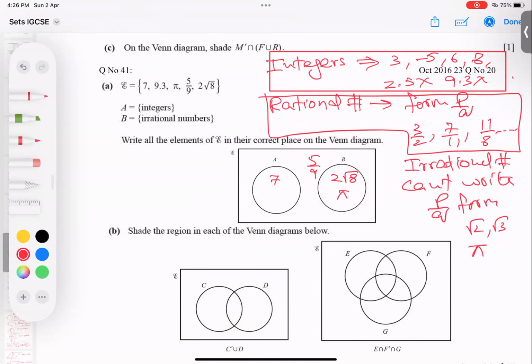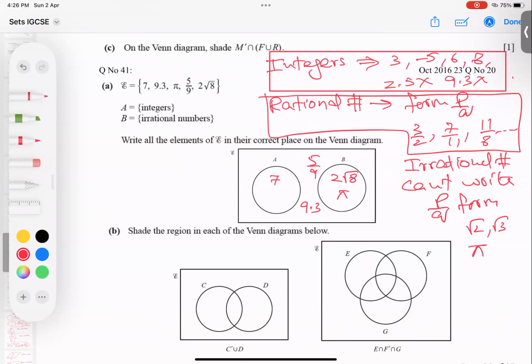What about 9.3? When you press 9.3, it converts into P by Q form. It becomes 93 over 10 actually. So it is a rational number, and I am writing it outside. How many numbers? 1, 2, 3, 4, 5, all covered. Alhamdulillah, you understood well, this part is done.